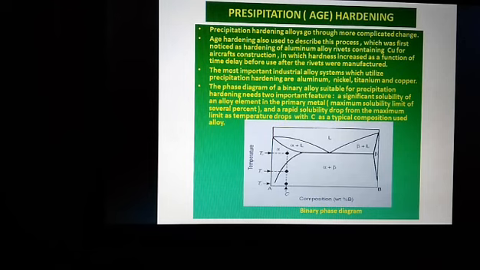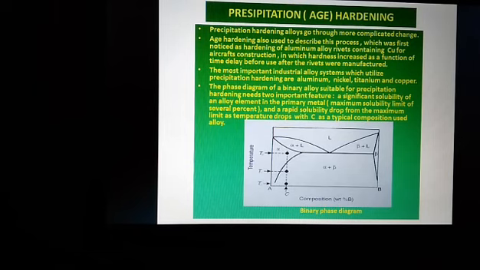Precipitation, or age hardening. Precipitation hardening alloys go through more complicated changes, and age hardening is also used to describe this process, which was first noticed as hardening of aluminum alloy rivets containing copper for aircraft construction, in which hardness increased as a function of time delay before use after the rivets were manufactured.